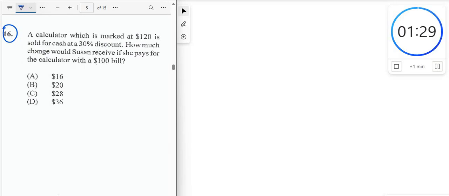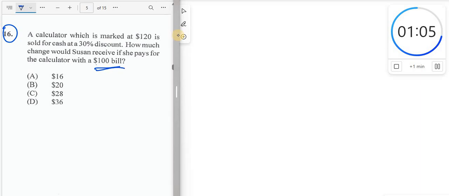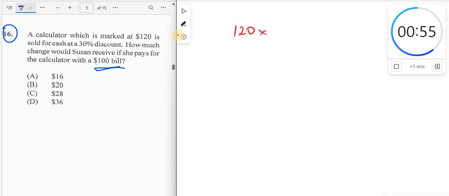All right, so we're told the calculator is marked $120. That's what you see on the calculator, the cost of the calculator. If you pay for the calculator by cash, you're going to get 30% off. So how much change should Susan receive if she pays for the calculator with a $100 bill? In other words, she's paying cash, so she's going to get 30% off. We need to find out what that discount amount is. So $120, and we find 30% of it.